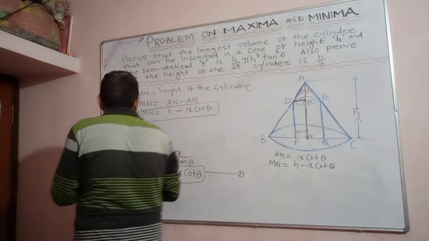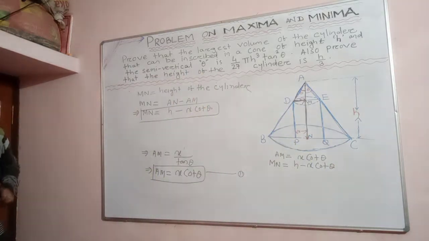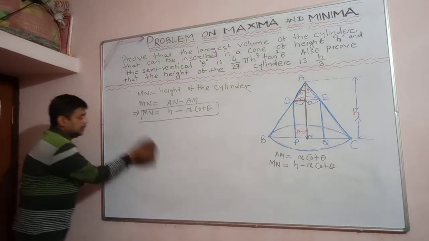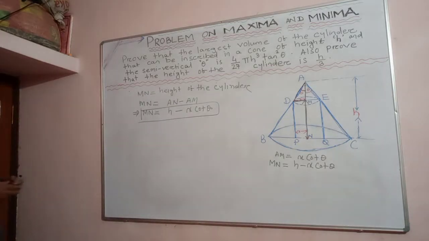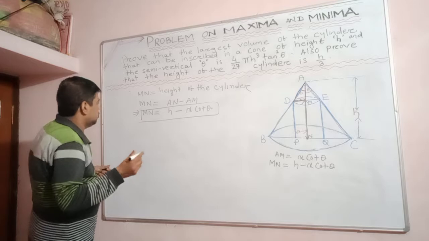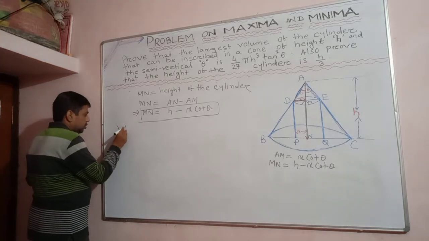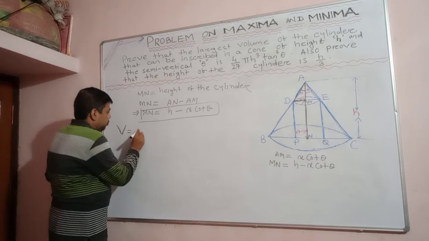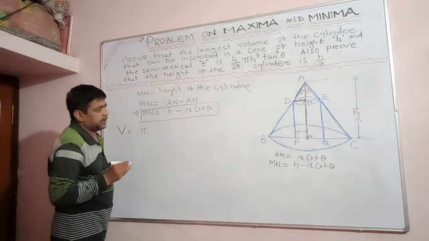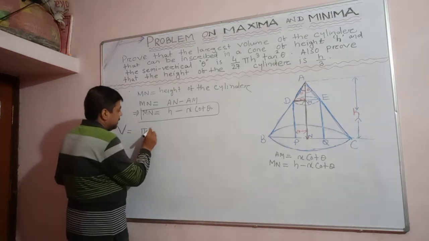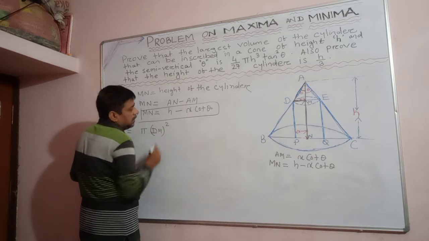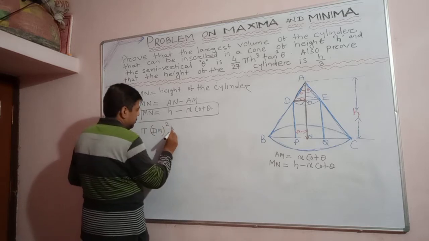Okay, this is the second part we got. Is it clear? After that you see now the volume of the cylinder. V is the volume of the cylinder: pi times the square of the radius times the height. What is the square of the radius? Dm square. Dm is the radius of the cylinder. Height of the cylinder is Mn, already we got.